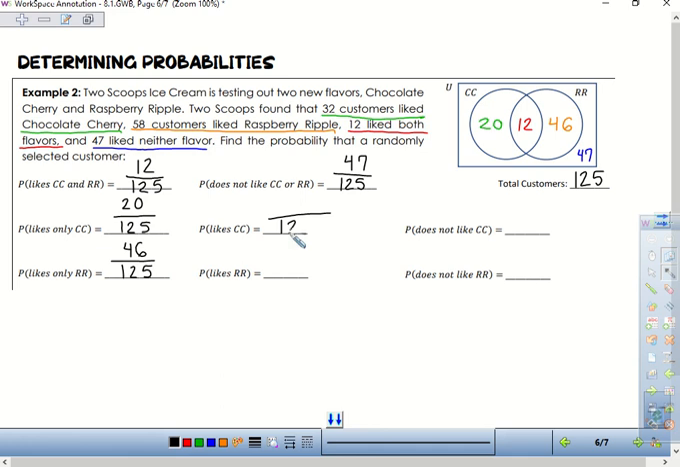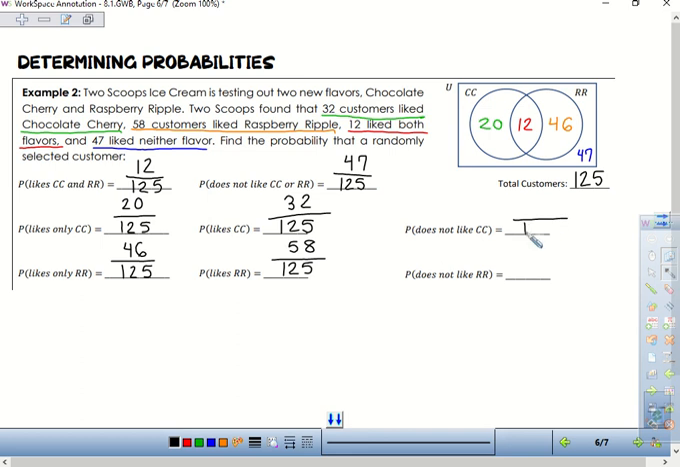Out of 125 people, how many of them liked chocolate cherry in general? 32. So it didn't say they only had to like chocolate cherry, it's just that they liked it. So anybody who falls in the circle likes the flavor. Okay, do you see the difference between likes only that and just likes it? Okay. And then out of 125 people, how many of them like Raspberry Ripple? 58. So that's the difference between liking it and only liking it.